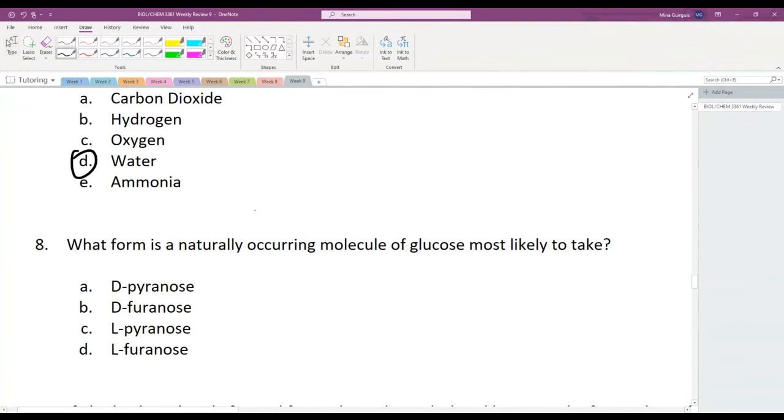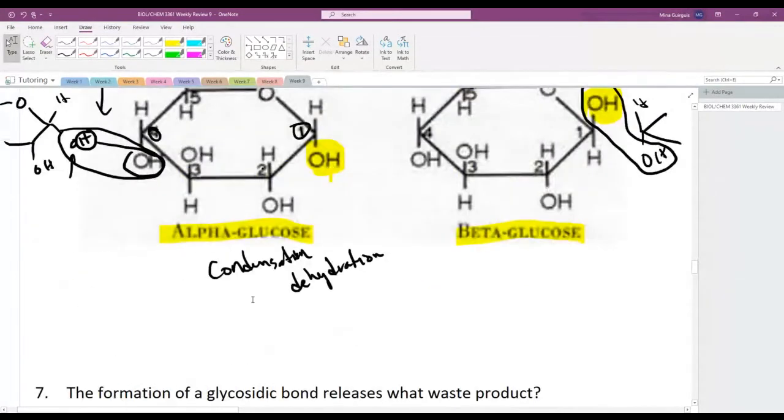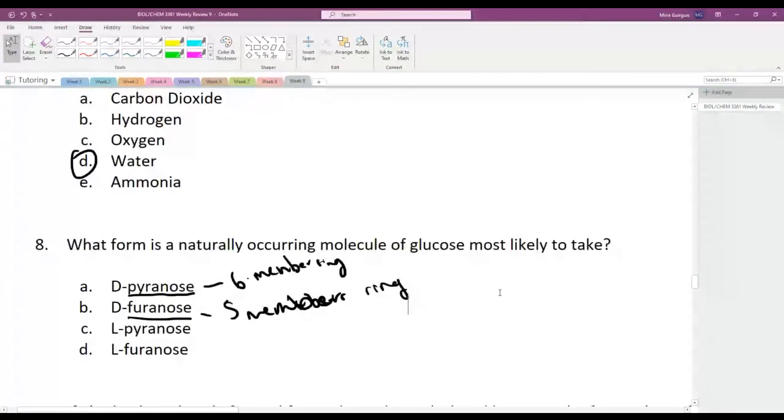Okay, so what form is a naturally occurring molecule of glucose most likely to take? So we've talked about D and L before. We never talked about which is more stable. Now there's these weird words, pyranose and furanose. Pyranose is a little simpler than it sounds. This is just a 6-membered ring. Furanose, 5-member ring. Just based on that, well, we just talked about glucose up here. It's going to be a pyranose. Okay? So we can go ahead and say these guys are going to be wrong.